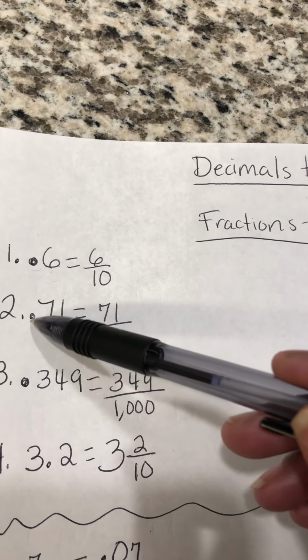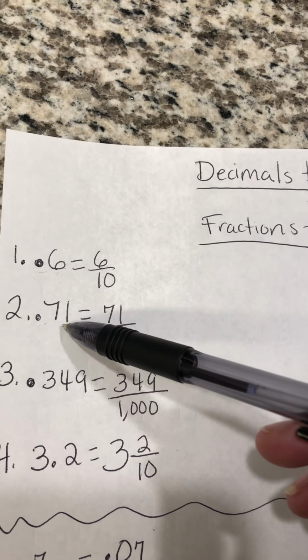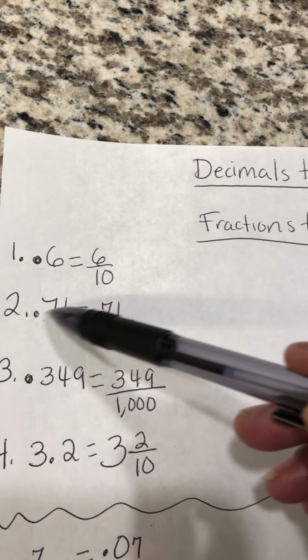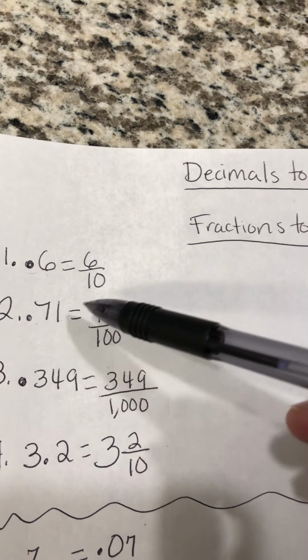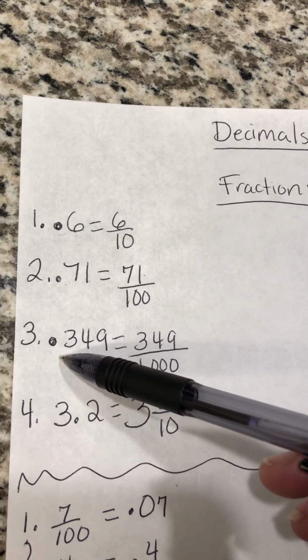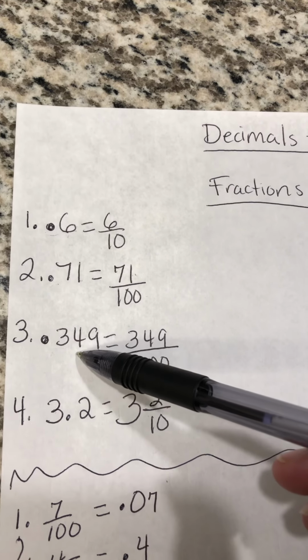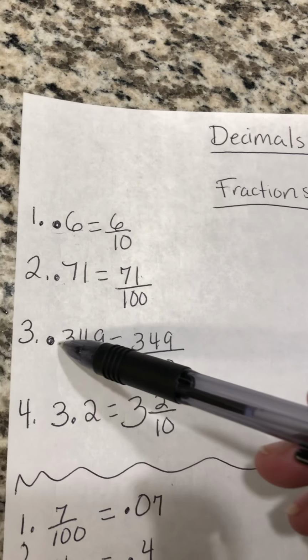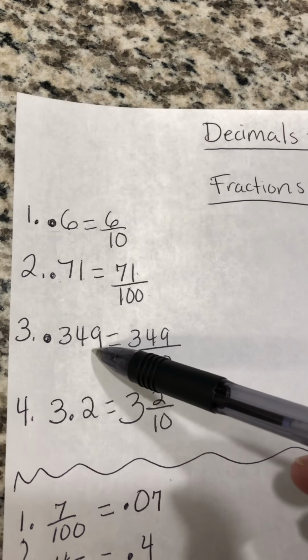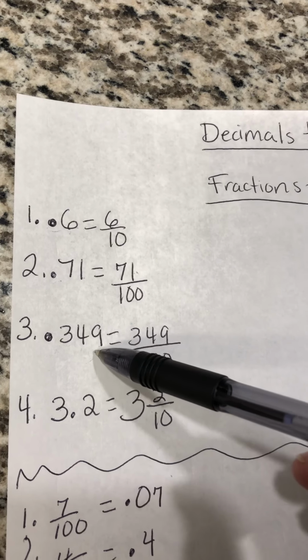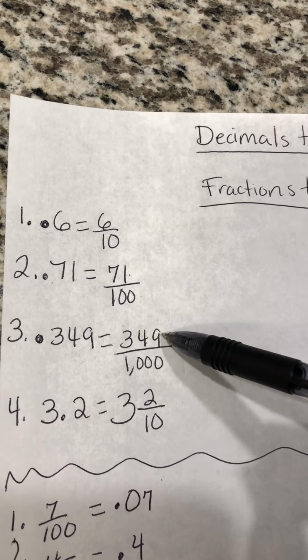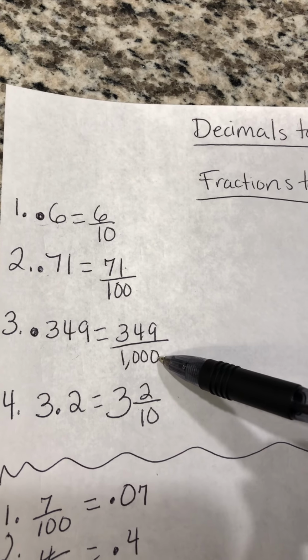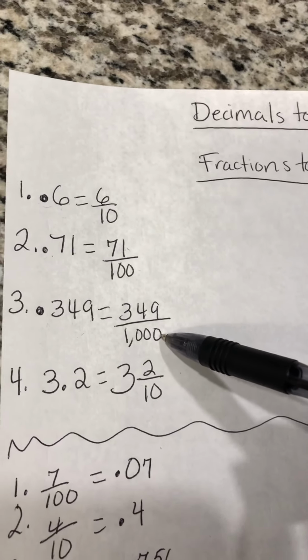Over here we have 71 hundredths, because this one ends in the hundredths place. Written as a fraction, exactly how it sounds, 71 hundredths. Number 3, 349 thousandths. The 9 goes all the way to the thousandths place, the third space to the right of the decimal. It's 349 over 1,000. Hopefully you follow me so far.